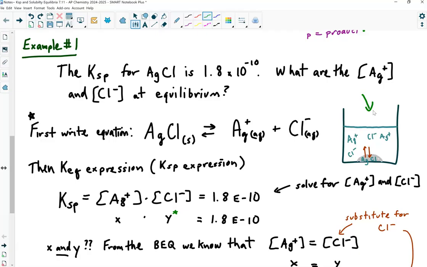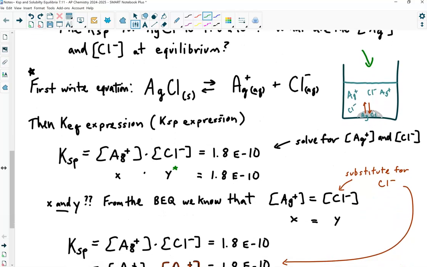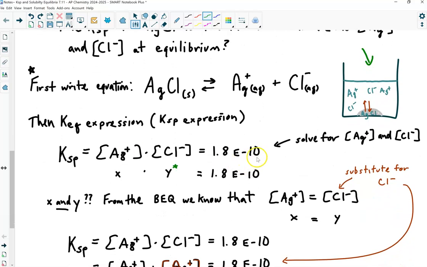But the equation is important, and here's why. Because you're going to find out that the mole ratio between these ions is going to be key to solving this problem. If it's staring you in the face that this is a 1-to-1 mole ratio between silver and chloride ion, that's going to be key to solving the problem. Okay, so then you write the Keq expression, which you can now call the Ksp expression, and you set it equal to the Ksp value that was given. Okay? And so here, that's my balanced equation. We saw it up above. And here is my Ksp expression.